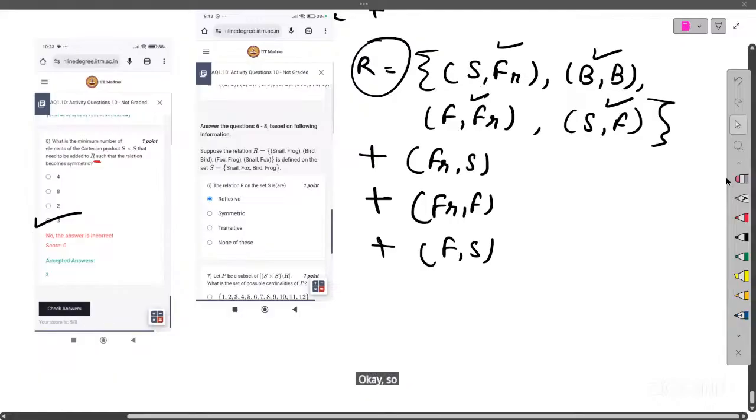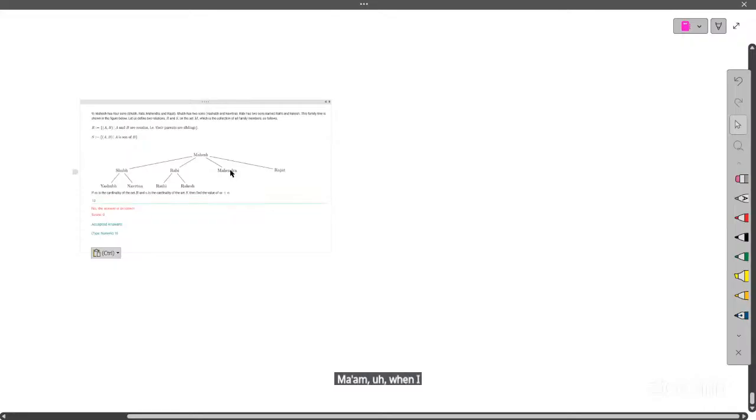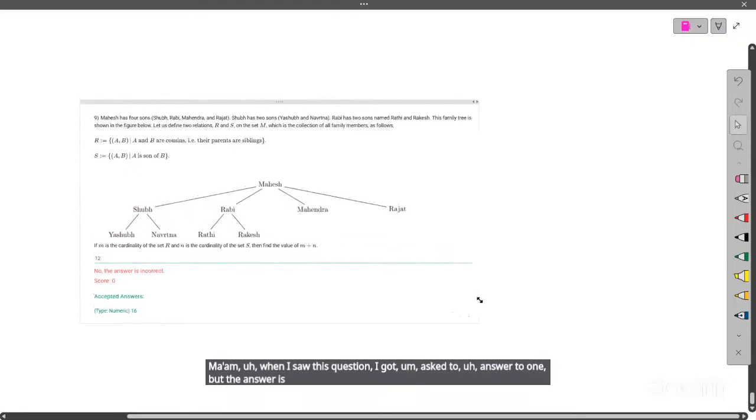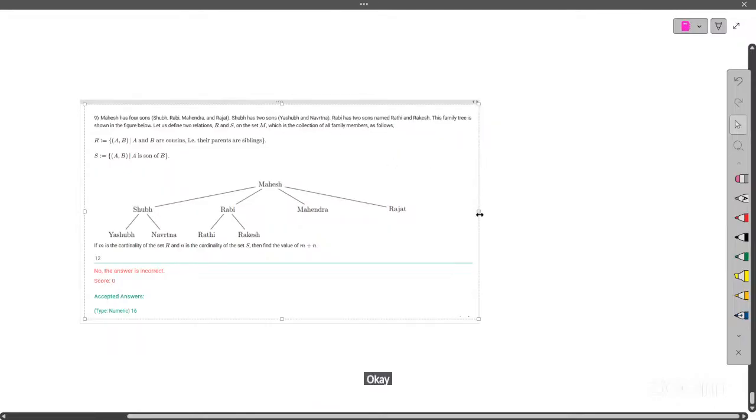Okay, so this is done. Yes, Vaibhav, what's your doubt in this question? I'll paste it over here. Ma'am, when I solved this question, I got 12, but the answer is 16. How is it possible? Okay, so let's see.